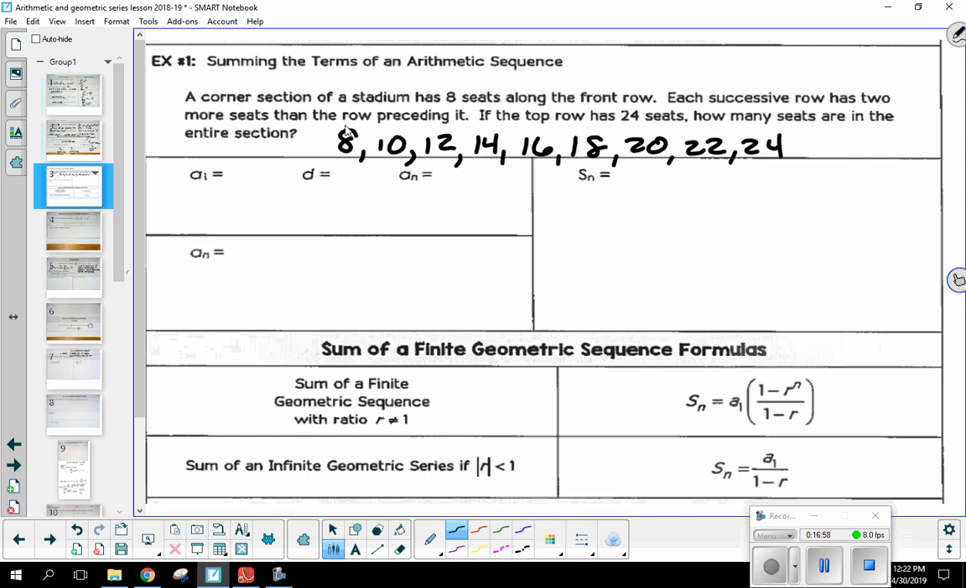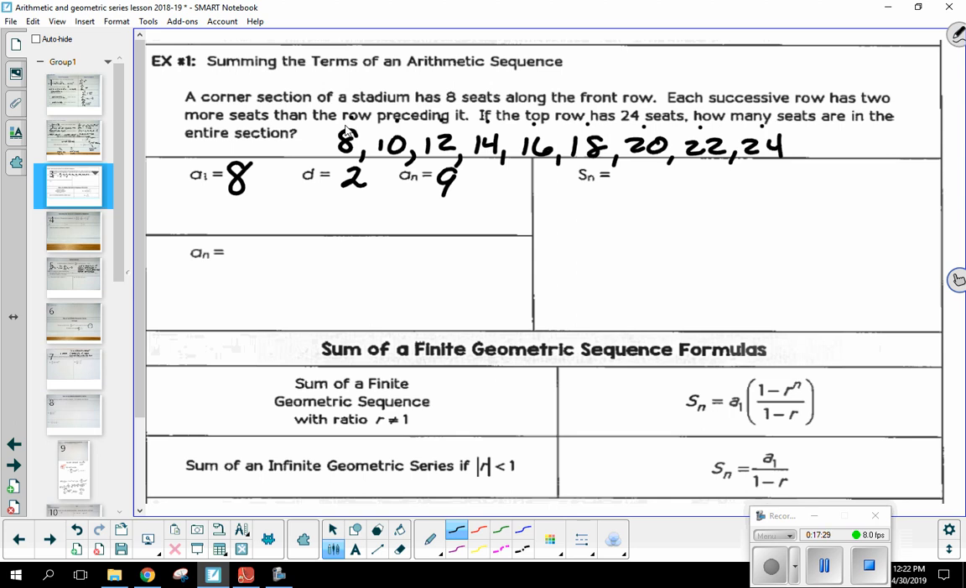Well, what do you think the first term is? 8. What's the common difference? It is 2. Now this one was small enough that I went ahead and just listed it out. So it looks like I have 1, 2, 3, 4, 5, 6, 7, 8, 9 terms. So I know that the 9th term, the 9th row, is going to have 24 seats, right? Now remember, you can also use the formula we had from the previous lesson to go ahead and figure that out, because what if it said it went to the 100th row?